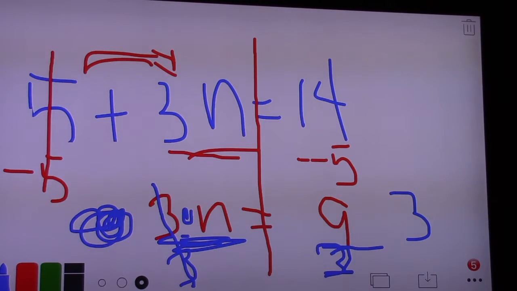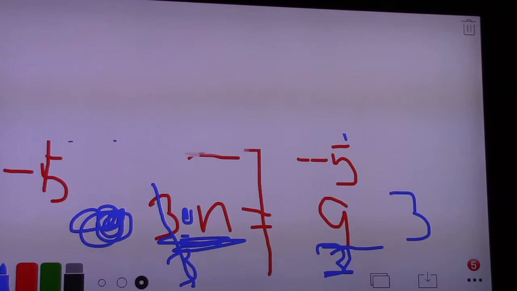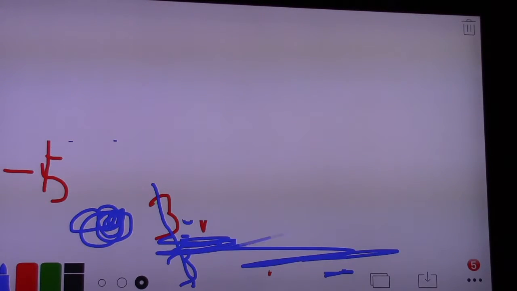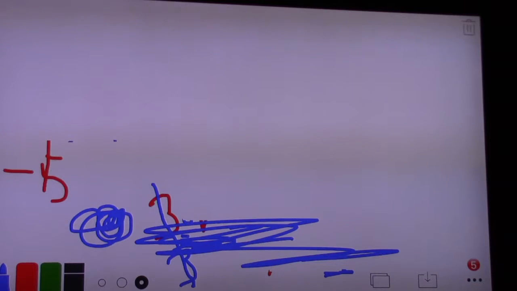So I'm going to go ahead and do this problem again, this 5 plus 3n equals 14, but this time I'm going to change it up a little bit. I'm going to erase it. 5 plus 3n equals 14. So we got 5.